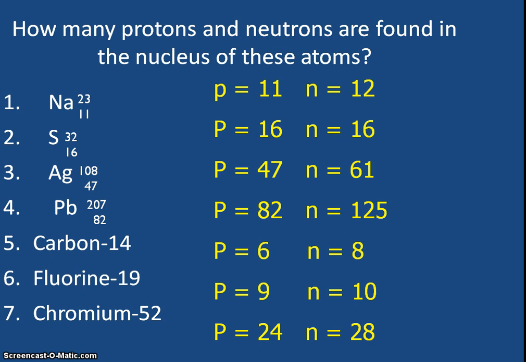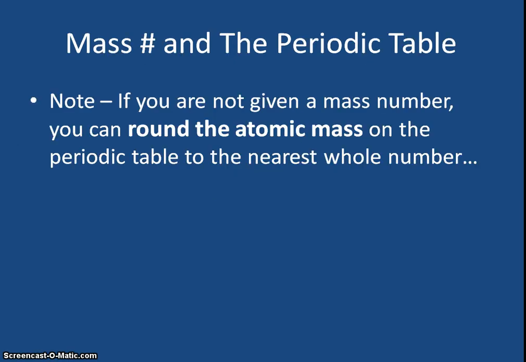Keep in mind that sometimes I'm not necessarily going to give you a mass number. So if I don't give you a mass number to work with, you can take the mass that's on the periodic table and round it to the nearest whole number. In just a minute, we'll talk about why it's not a whole number on the periodic table. For now, just keep in mind that you can round it to the nearest whole number if I don't give you one. If I give you a mass number, always use the one that I give you.